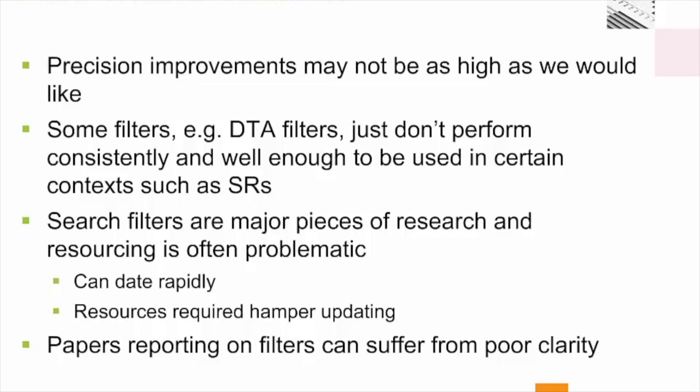Okay, limitations of filters. What we find often is that when you bolt on a filter to a subject search, the precision improvements might not be as high as we're hoping. Usually what we're hoping to achieve when we use a search filter is that we will improve precision and not impact too much on sensitivity. And sometimes when we add a filter, we just don't get that improvement. So sometimes you might add a filter and you think, well, that's actually not helping me. I'd actually prefer not to use the filter.